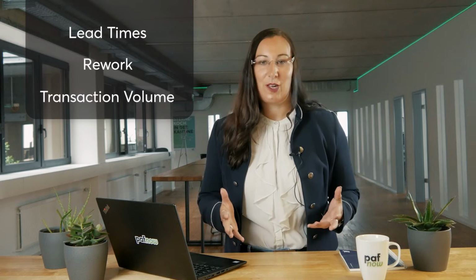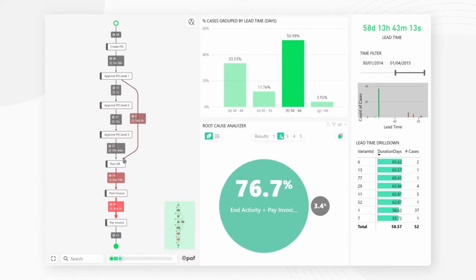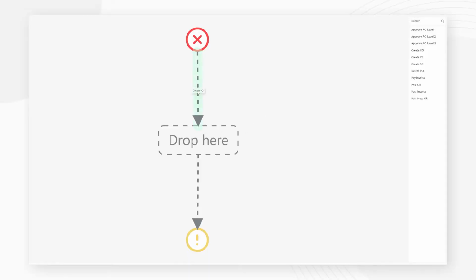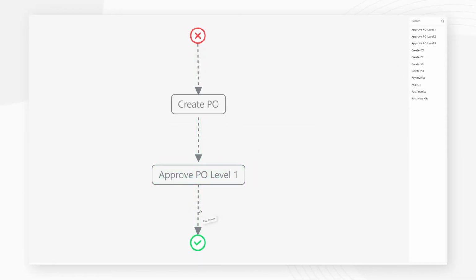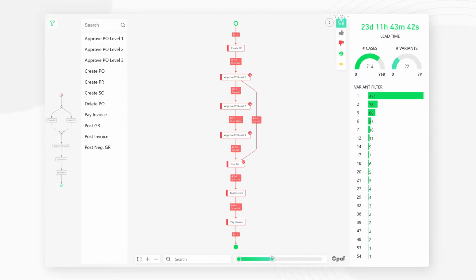But process mining doesn't stop there. The data can be broken down further, for example, based on lead times, rework, or transaction volume. If deviations occur, AI-supported root cause analysis finds and lists the most likely causes of that deviation. In addition, there are features that allow you to check for compliance and violations, such as segregation of duty. You can also perform a conformance check, either by loading a process model into the process mining tool or by building the model inside the tool and comparing it with the as-is process.